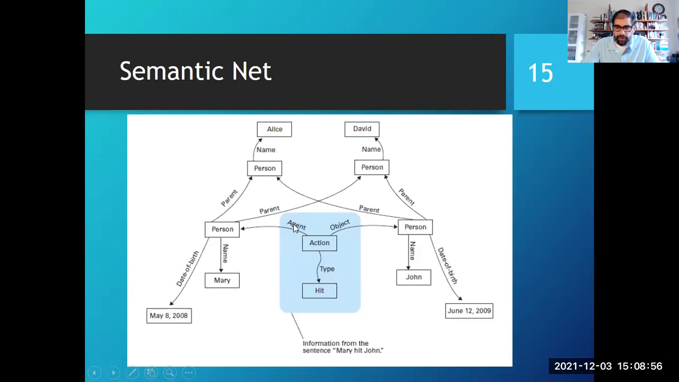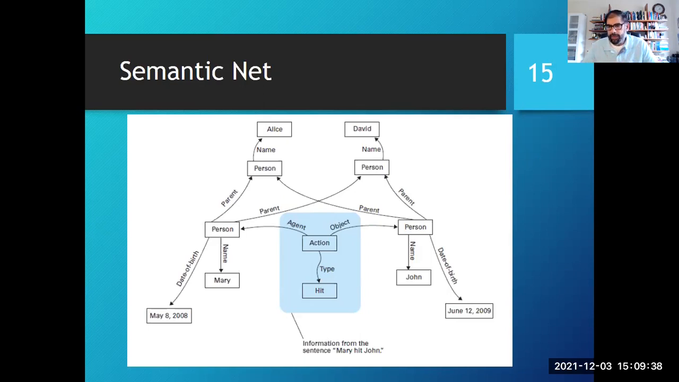And who is doing this action? The agent is doing this action, and from the sentence, the computer can understand that the agent in this case is Mary, because Mary is performing some action, and John is the object because the action is performed on John. So the computer program links this action to John by saying that John is the object of this action. And what is the action type? In this case, the computer knows that hit is the action over here.